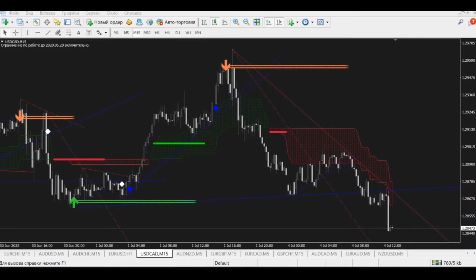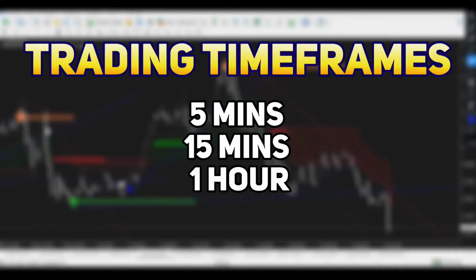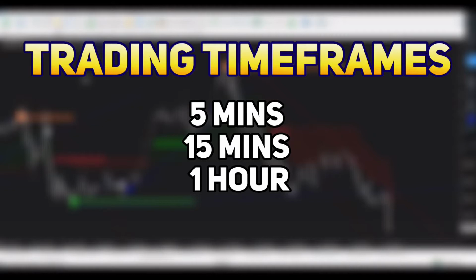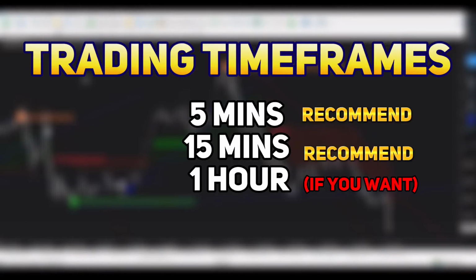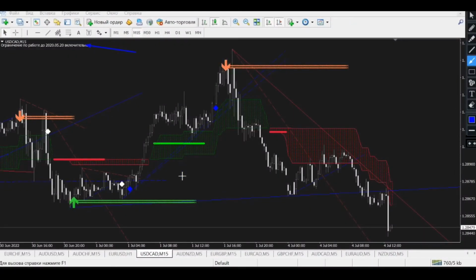As you can see, I am using the 15-minute time frame, and keep in mind that this system can be used on the 5 minutes, 15 minutes, and can be used on the 1 hour if you want, but I recommend the 5 minutes and 15 minutes time frame. So how does this indicator work?